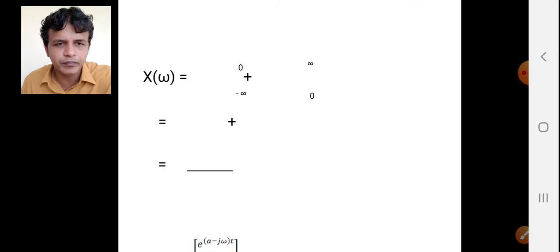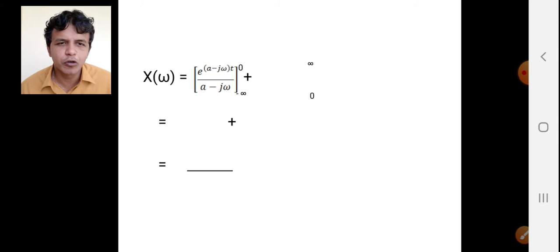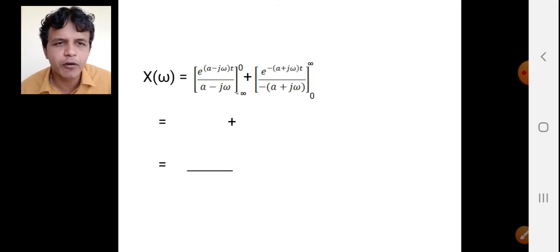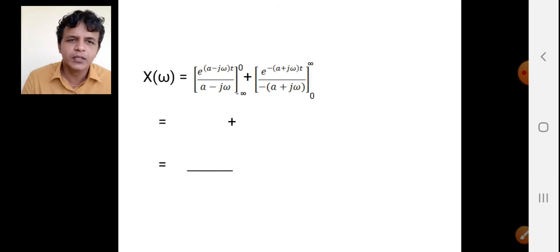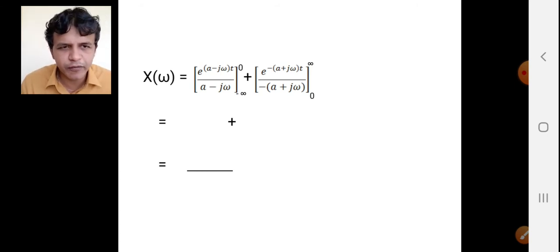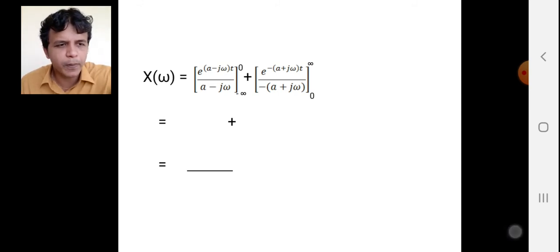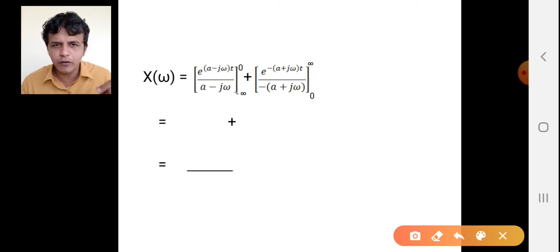After that we have to apply the limits. So e power (a minus j omega) t divided by (a minus j omega), with the limit from minus infinity to 0. Similarly, the second part is e power minus (a plus j omega) t divided by minus of (a plus j omega), and the limit is from 0 to infinity. Now we have to find the value applying the upper limit, find the value applying the lower limit, then perform upper limit minus lower limit. So that is what we are going to do now.